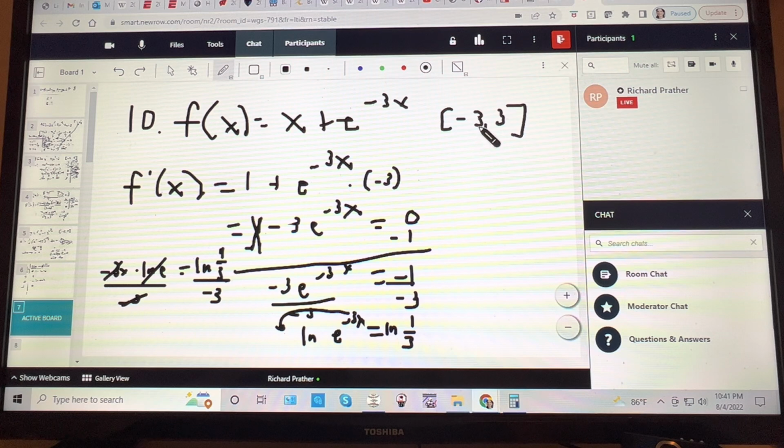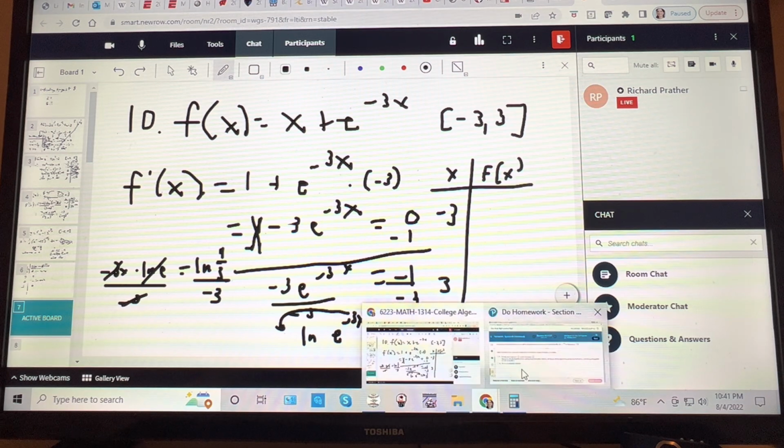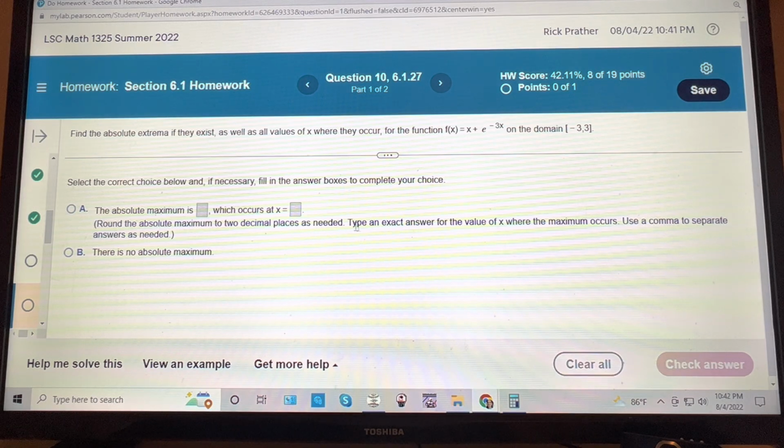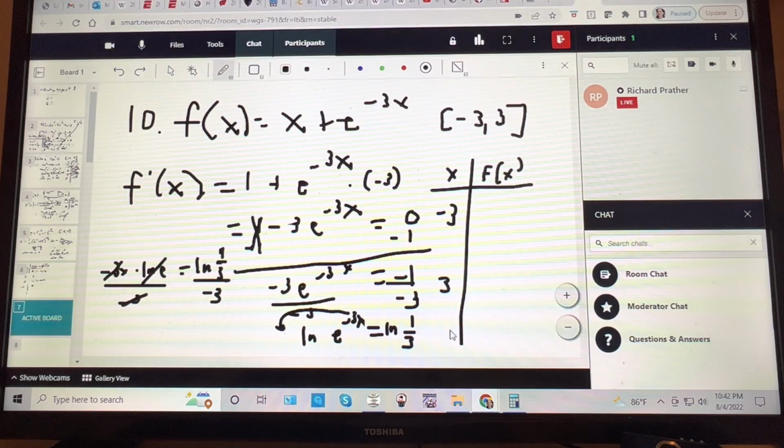And that is between -3 and 3. So we always have the two endpoints no matter what, and if that's all you have, then you've got your max and min between the two. But now there is one critical value, and it's in between them, so we have to include that somehow. I don't know how they want that rounded. Okay, as an exact answer, it would be -1/3 ln of 1/3. That's the exact value of it.